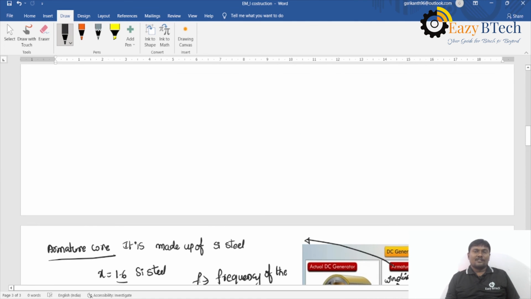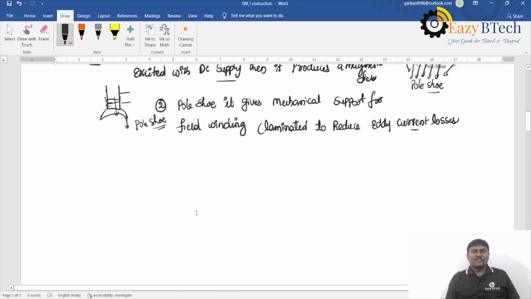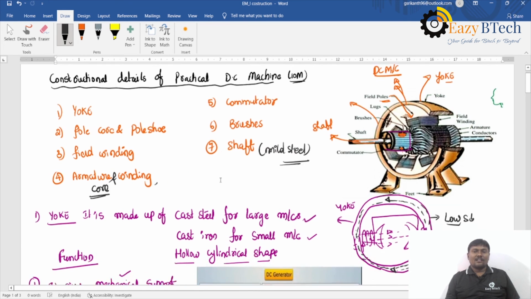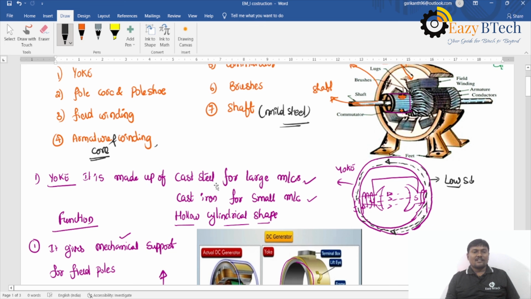Okay, and this is about the brushes. And after that, the shaft is made up of mild steel. And this is about the construction of a DC machine. So once again, the yoke is made up of cast iron for small machines and cast steel for large machines, and it is in hollow cylindrical shape. It gives the mechanical support for the field poles, and it acts as a protecting cover for the entire machine. It provides a low reluctance path for the magnetic field.